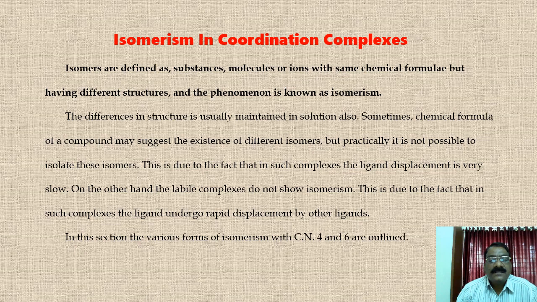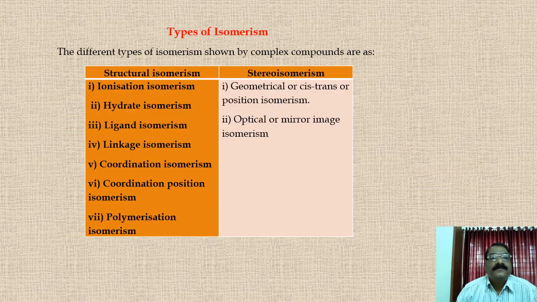In this section, the various forms of isomerism with coordination number 4 and 6 are outlined for your study. We are going to see the types of isomerism. The different types of isomerism shown by complex compounds are: the first one is structural isomerism, and the second is stereoisomerism. We are going to see their differences.